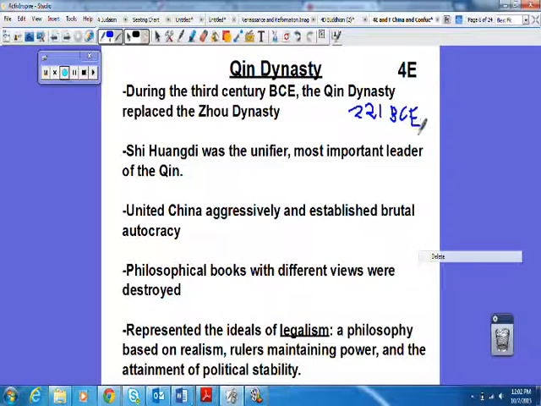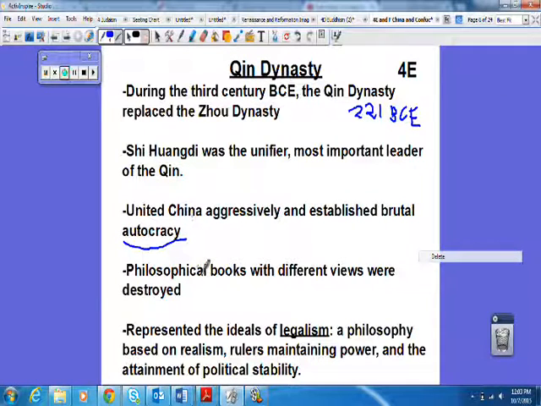And Shi Huangdi is going to be the unifier. He's going to be the most important leader. He's going to be the guy that unifies China under the Qin dynasty. He's going to do this aggressively, militarily. By unify, we basically mean take over. And he's going to establish a brutal autocracy. Autocracy means the government is very brutal and they enforce their ways very strictly.